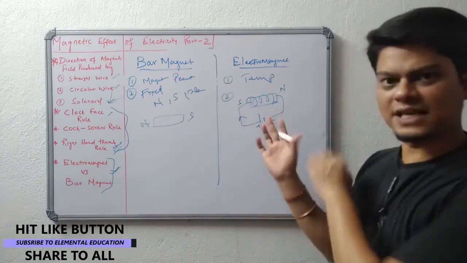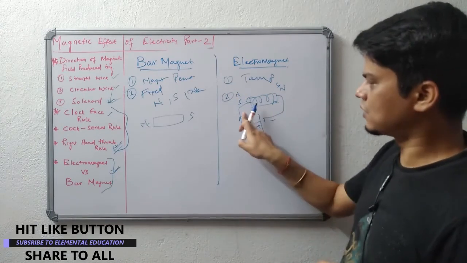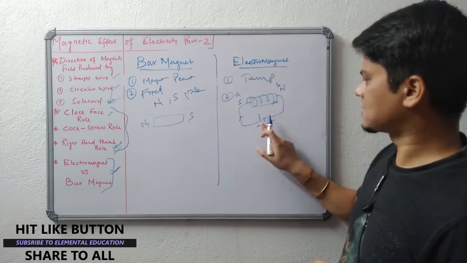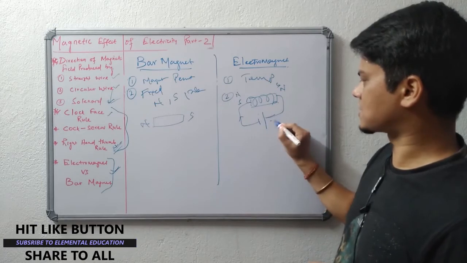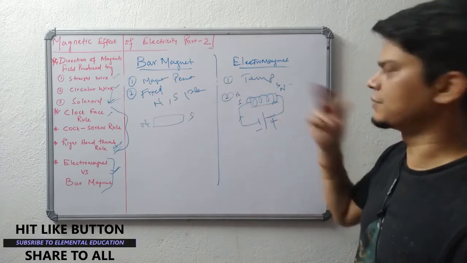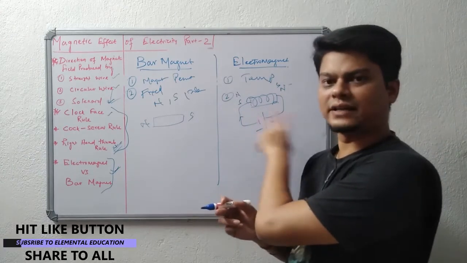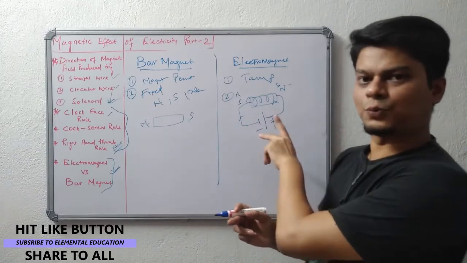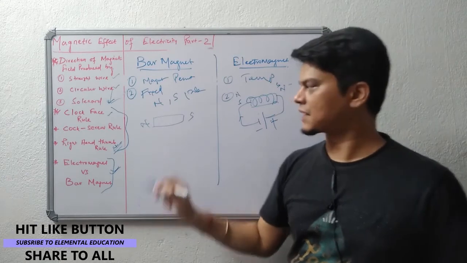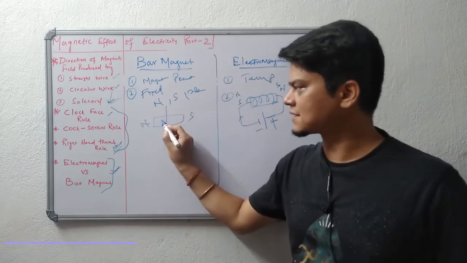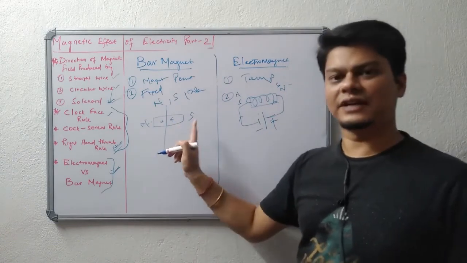Now I want to change the pole. This side I want to make it as north, this side I want to make it as south. What I will do? I will reverse the flow of current. I will just change the direction of current. This side will be negative, this side will be positive. Now it will be north, it will be south. So we can always vary the polarity or the north and south pole of an electromagnet. Whereas the bar magnet, the direction is fixed. Even if you break it, it will be smaller pieces. This side will be north south, this side will be north south. So this is a kind of demerit.